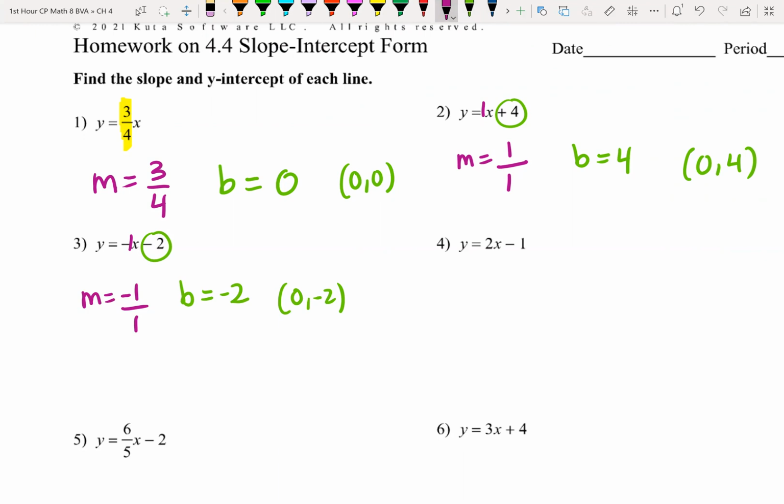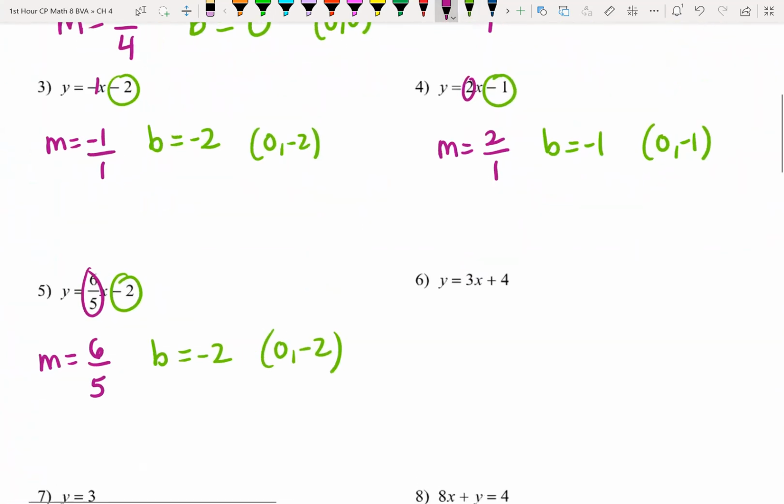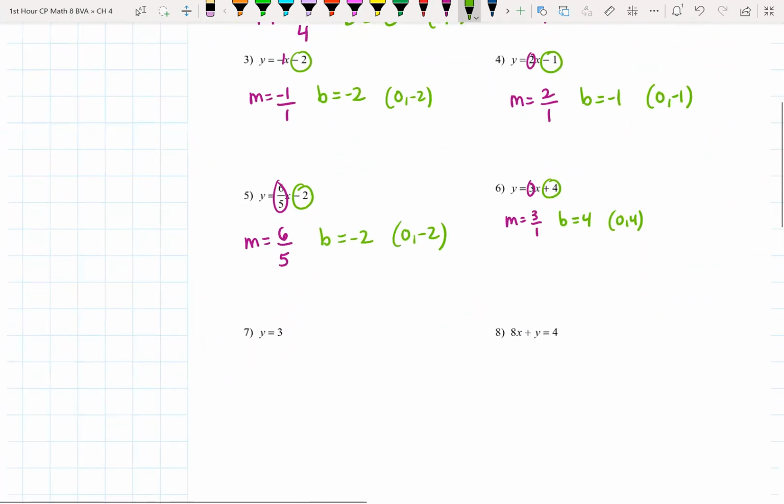In number 4, your slope is obviously the number next to X, so that's just 2 over 1. And your y-intercept is -1, or 0, -1 as a coordinate. In number 5, your slope is the number next to X, so that's 6 over 5. And your y-intercept is -2, or 0, -2. In number 6, your slope is 3, or 3 over 1. And your y-intercept is 4, or 0, 4. Remember, we like fractions because we like rise over run. So we like to see both.